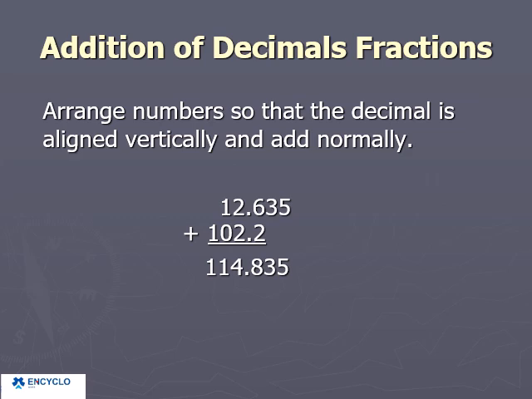In this example, we are adding 12.635 and 102.2. To make the addition easier, consider writing 102.2 as 102.200 to match the number of decimal places. Then, add the numbers as you would in whole number addition, starting from the rightmost digit. The result is 114.835.